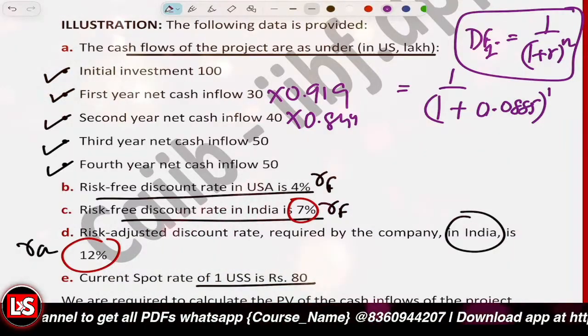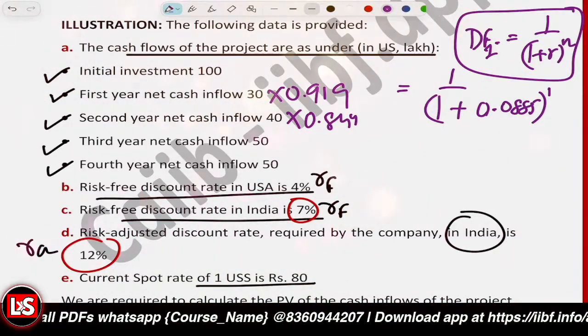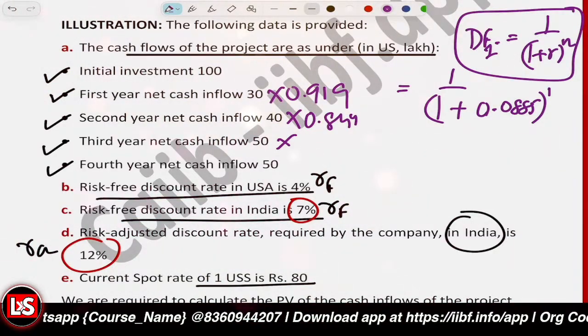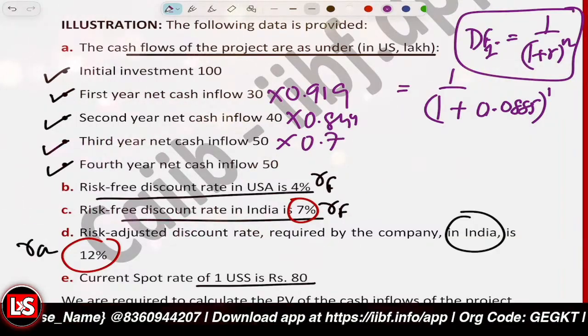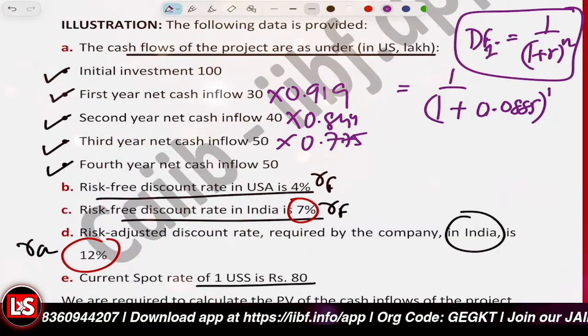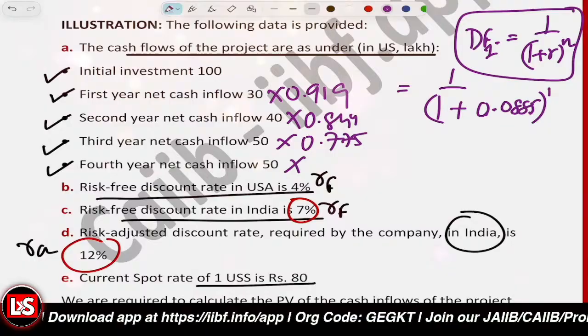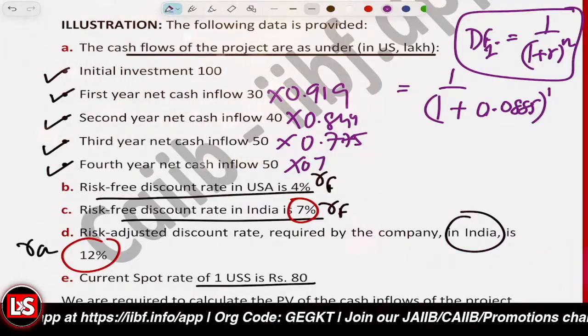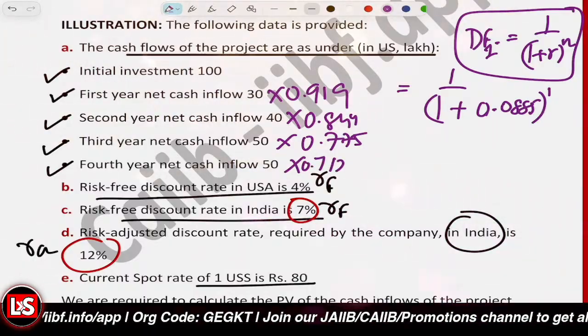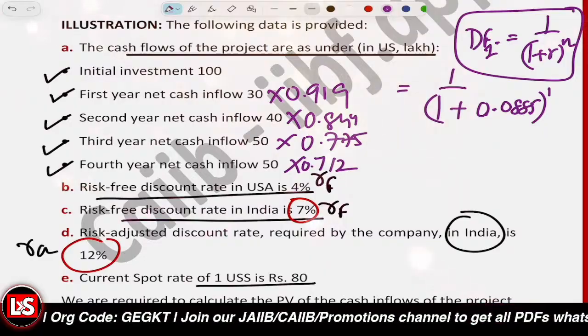So the trick is, when you calculate this particular formula for the first time on your simple calculator, simply press the equal to sign and you'll get it for the second year. Then press it again and you'll get it for the third year, equal to sign again, and pressing the equal to sign again, we get it for the fourth year. That is 0.712.